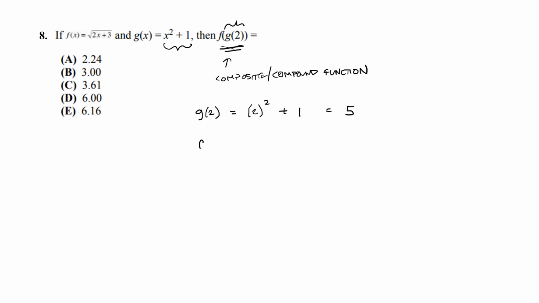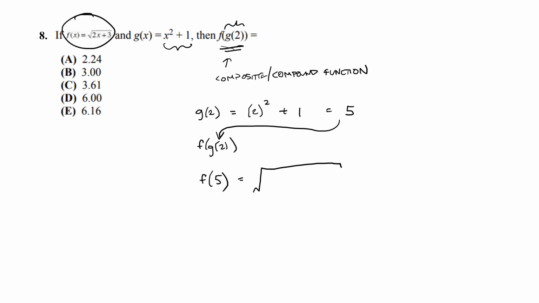Now, it asks us to do f of g of 2. We now have just found g of 2 is 5, right? So we're now looking for what is f of 5. Okay, we just follow the steps one at a time. So that will equal the square root, I'm now using this formula here, of 2 times 5 plus 3.